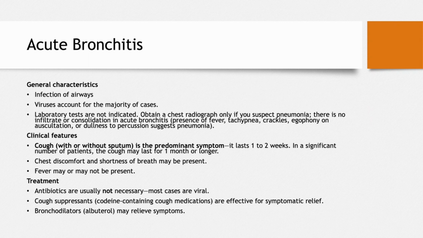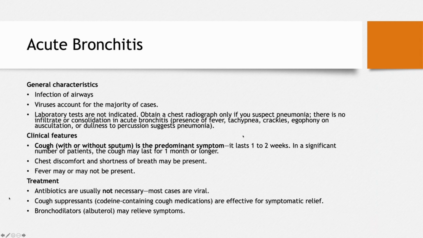And usually viruses are the majority of the culprits for this type of infection. In most cases, you don't really need laboratory testing. You can get a chest x-ray, mainly if you're considering that it could be pneumonia instead, to rule out pneumonia. Usually you don't see anything with acute bronchitis. If the patient has a fever and a little bit of tachypnea, you would think it would be more pneumonia, but if you don't see anything on the x-ray, it's probably acute bronchitis.